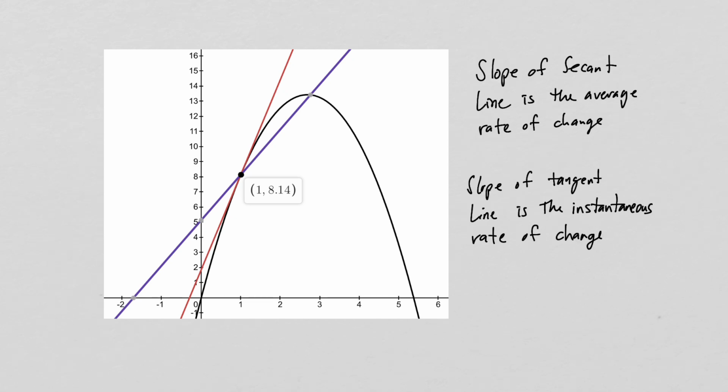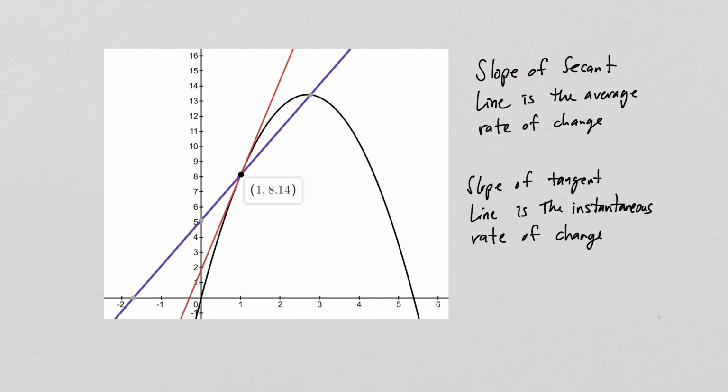Or to say that more generally, the slope of a secant line is the average rate of change, and the slope of the tangent line is what we call the instantaneous rate of change. So whatever your function represents, so in the case of the last example, our function represented the height of a rock that was thrown on Mars.